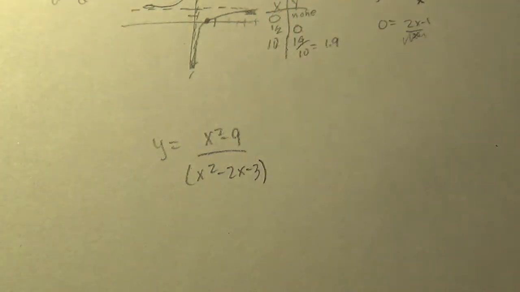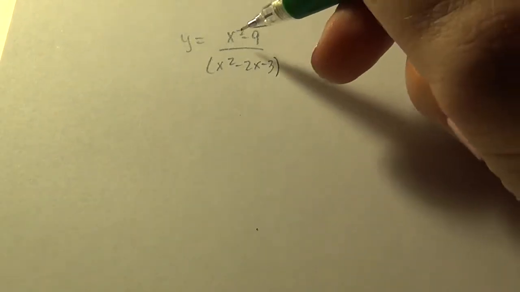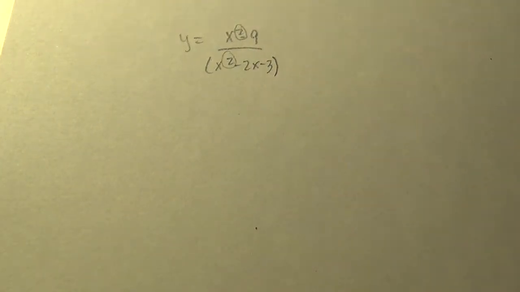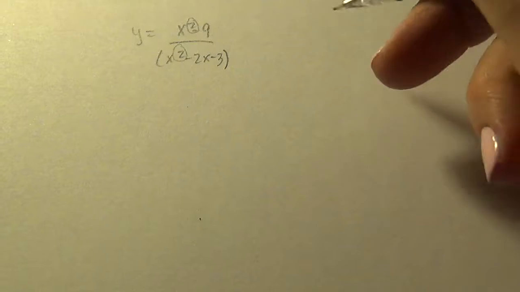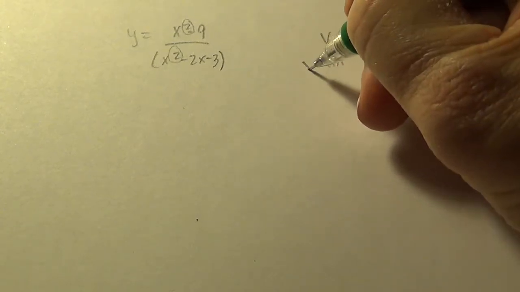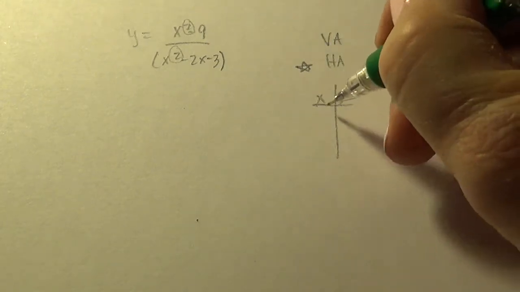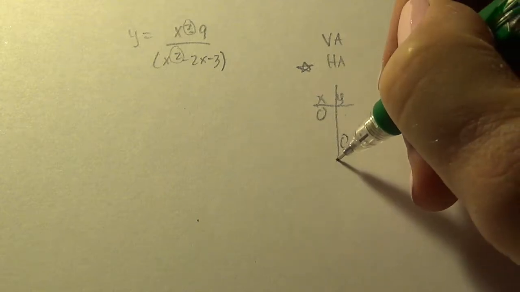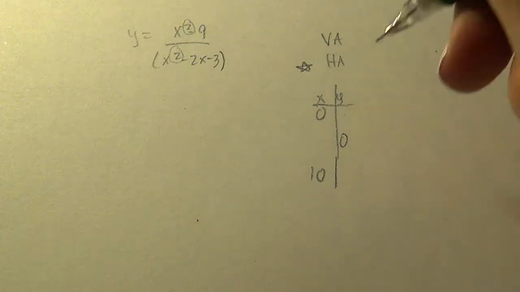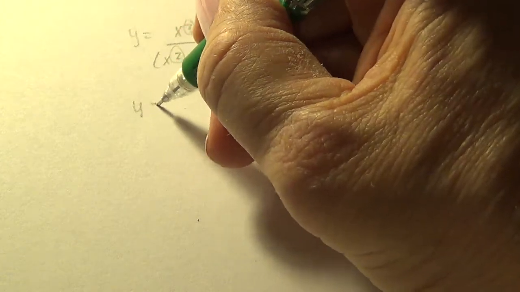Alright, is this case 2? Clearly it's case 2, because the degree of the numerator, 2, is equal to the degree of the denominator, 2. So we know everything's going to be the same, except the ha part. I'm going to zero out x and find y, zero out y and find x, and find a starting point at 10.